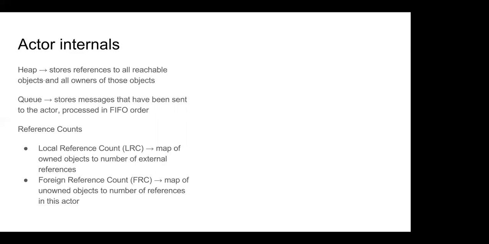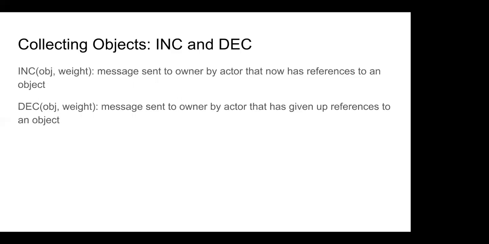There's also a foreign reference count. That is a map of objects that it does not own to the number of references that this actor holds to that object. So the local reference count is how many references there are to different objects that this actor owns from other objects. And the foreign reference count is how many objects that are owned by other actors do I have? How many references do I have to those objects?